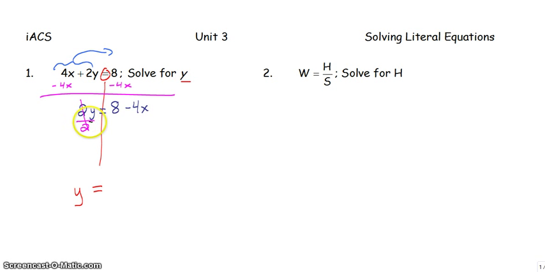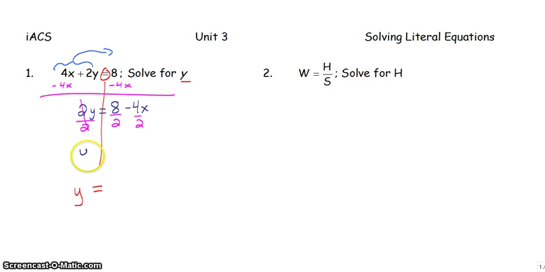Now that we've divided on the left, I have to divide on the right as well. That's when you have to check to see, is it all multiplication here? If so, you just do one division. If it's not, like in this case, and you have addition or subtraction, then you have to divide every term by 2. In this case, there's 2 terms. A term is separated by an addition or subtraction sign. So I have to divide the 8 by 2 and the 4x by 2.